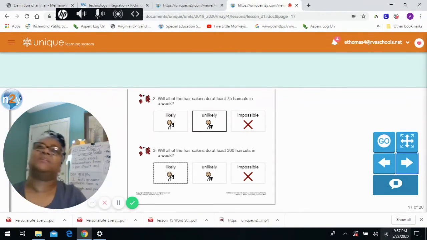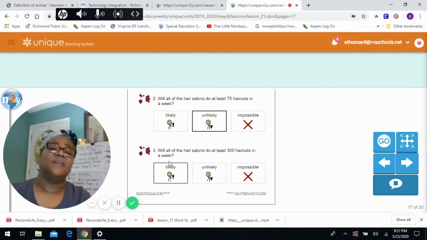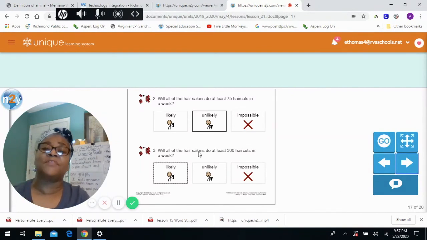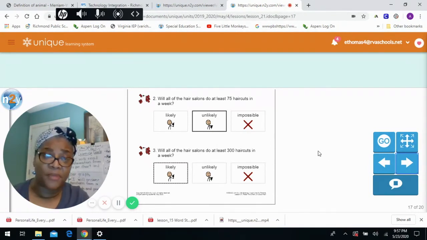300. Let's think about this now. Will all of the hair salons do at least 300 in a week? I mean, if you have 10 barbers and they did 30 haircuts a week, that's likely. You probably could do that. I would have never thought that 300 haircuts would be done in a barber shop or salon myself, but I don't sit in there. But they do have a lot of people working and a lot of people coming in a week altogether.